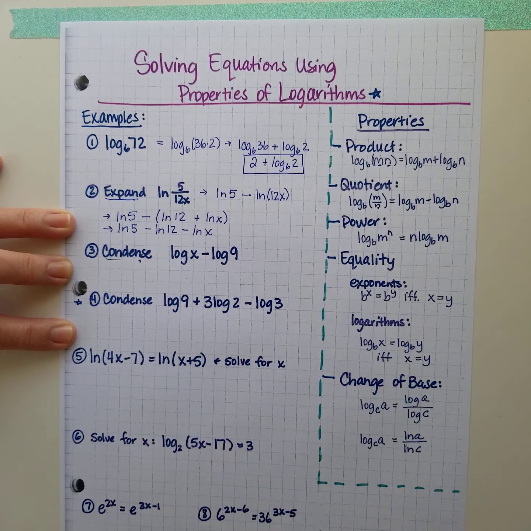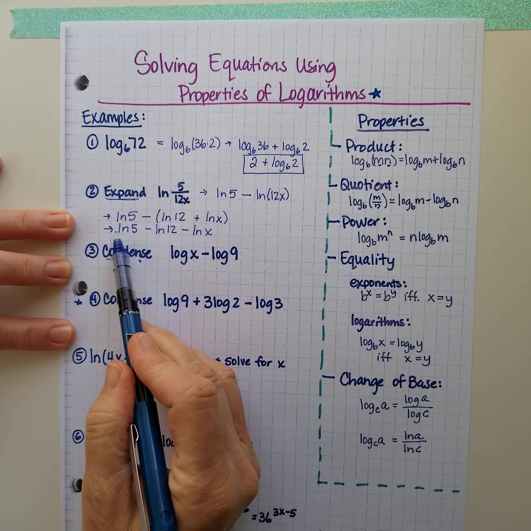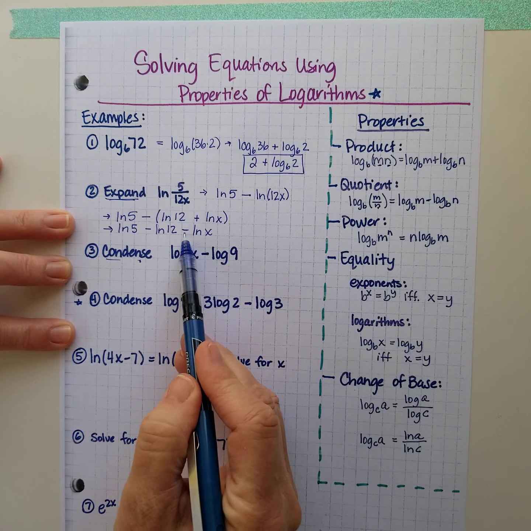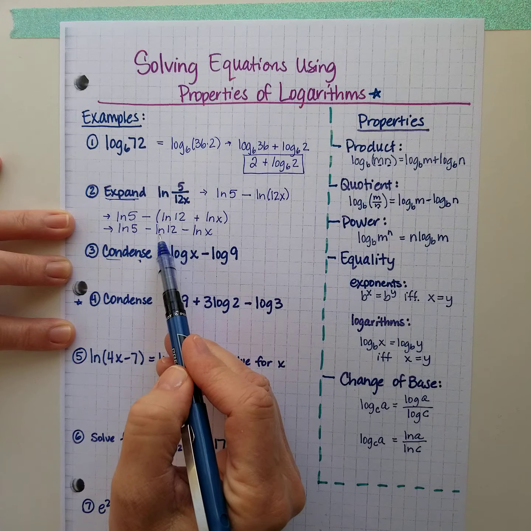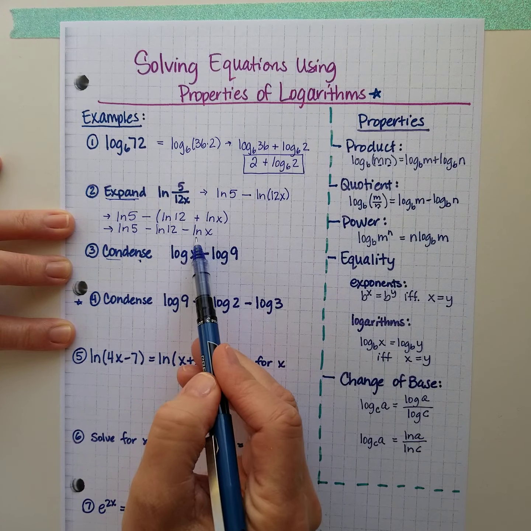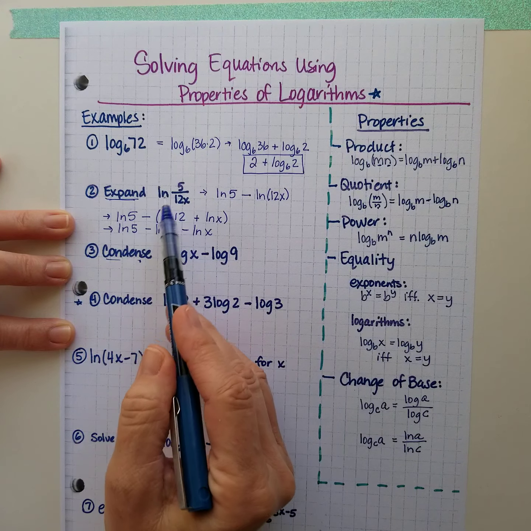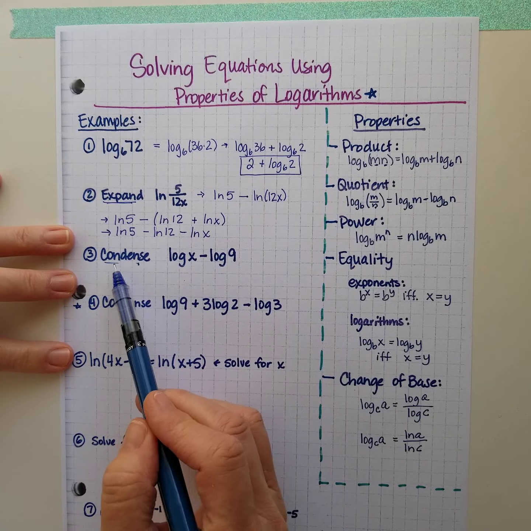And what I really want you to notice is any values that were in the numerator are positive here, and any values that were in the denominator are negative logarithms. Negative natural log 12, negative natural log of x because they're in the denominator here. Positive natural log of 5. Okay, so that's expanding. So now condense.